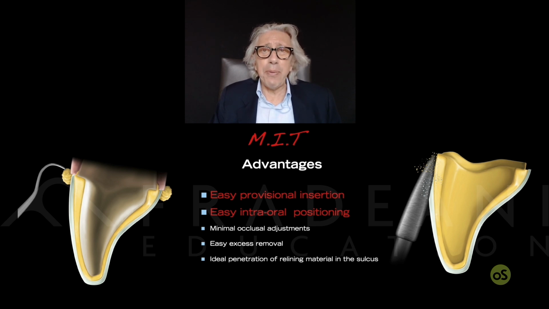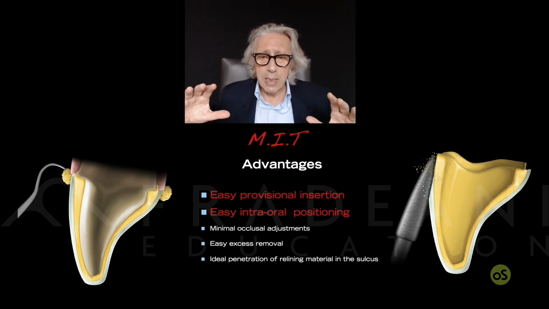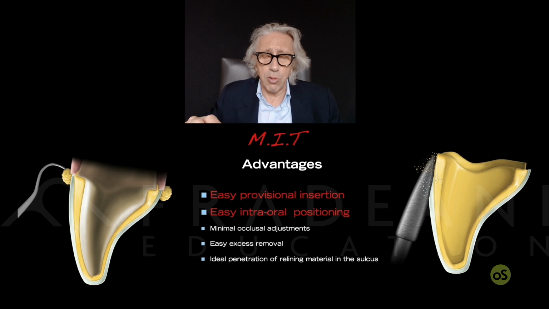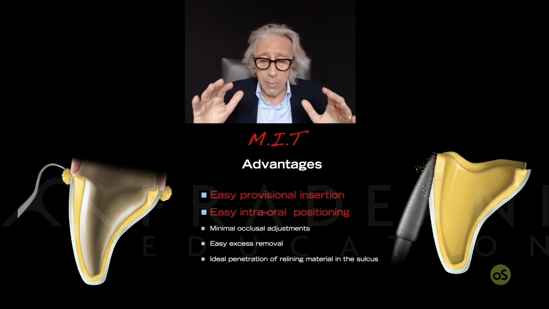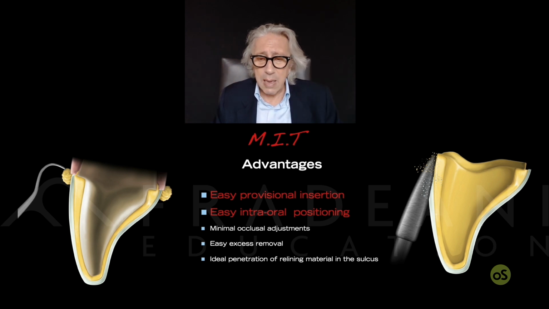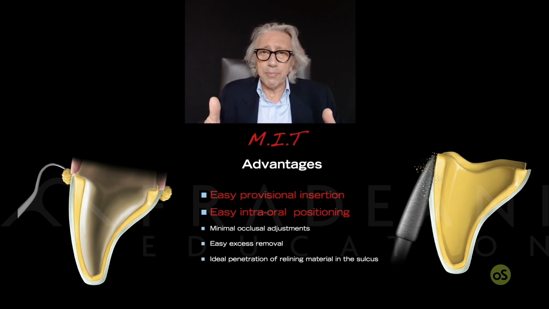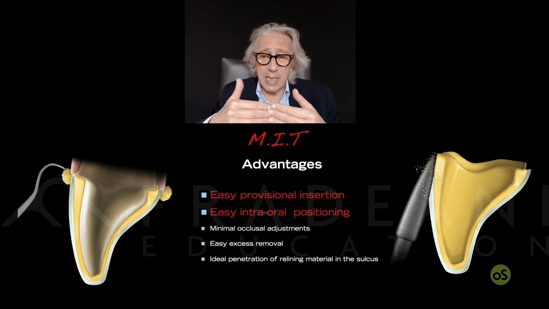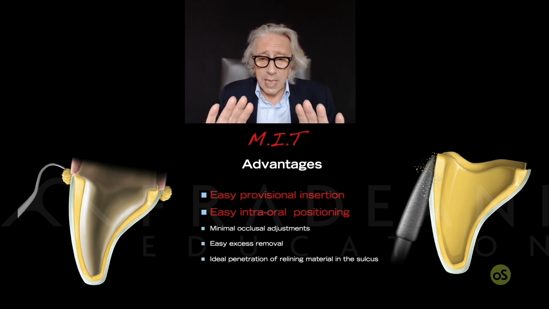You can have an ideal penetration of the relining material into the sulcus, acting more or less in the same manner of impressions with a heavy and light body. The heavy body, of course, is pushing the light body inside the sulcus. Why? Because you have a customized tray, and the customized tray normally is larger and a little bit longer, right? And then you have the heavy body pressing the light body inside the sulcus. Same mechanism, more or less, is here, in which you have the ideal penetration through the relining material that is put inside the shell that is pushing this material against the gingiva and into the sulcus.